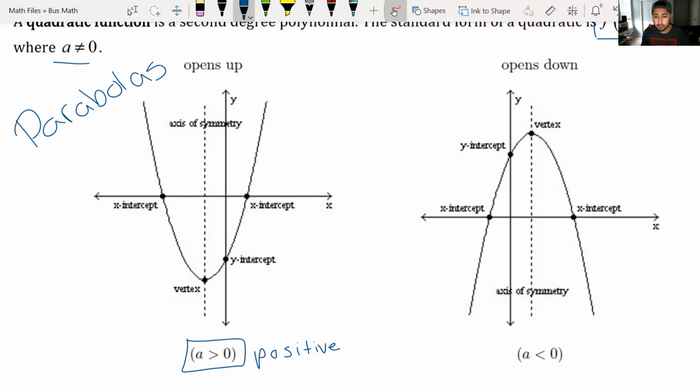Okay, and the other graph is if our leading coefficient is negative, then the graph will open down. So over here, this means that the leading coefficient is negative. And again, same characteristics: vertex, y-intercept, 2 x-intercepts, maybe 1 x-intercept, maybe no x-intercepts, and an axis of symmetry. Okay, those are the characteristics of parabolas.